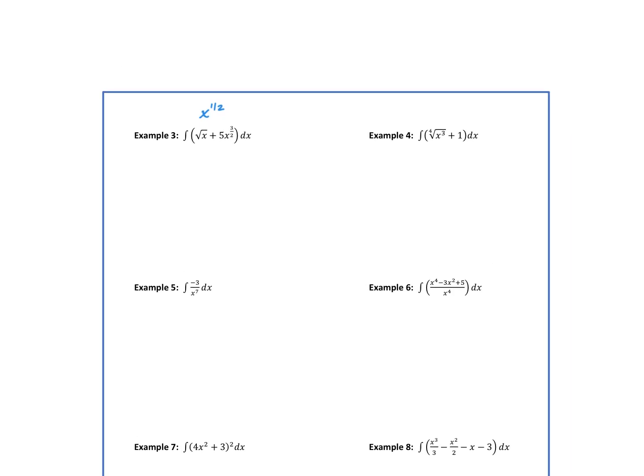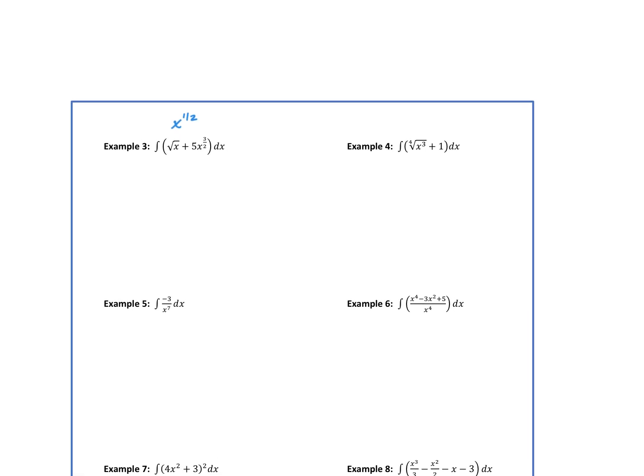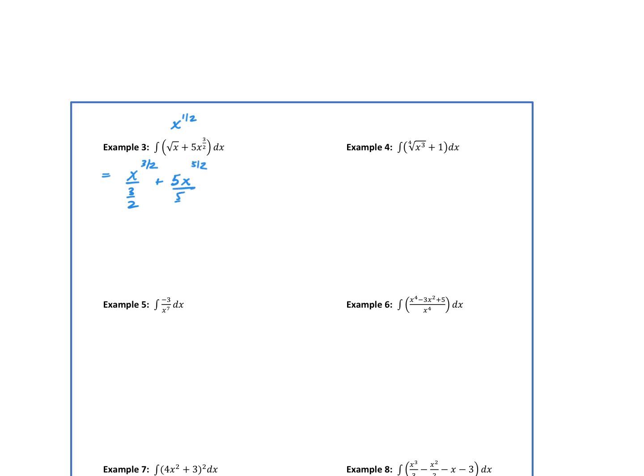So we're going to raise it up by 1 to get 3/2. So we're going to get x to the 3/2, divide by 3/2. Then 5x, raise it up by 1 to get 5/2, divide by 5/2, and then plus c. So I'm just going to flip it to get 2/3, x to the 3/2 power. And 2/5 times 5 is 2. So 2x to the 5/2 power plus c.